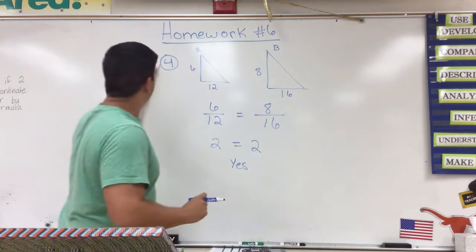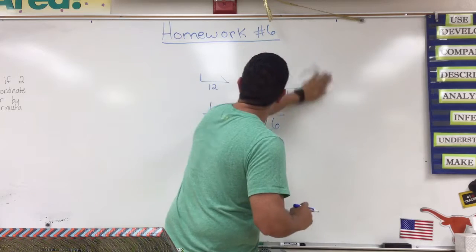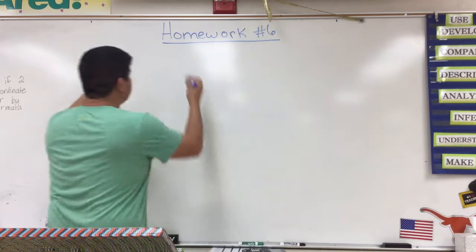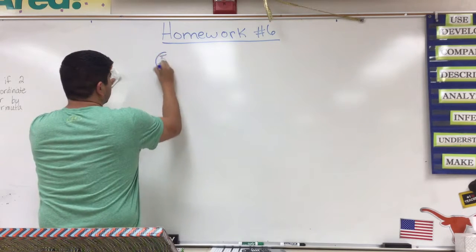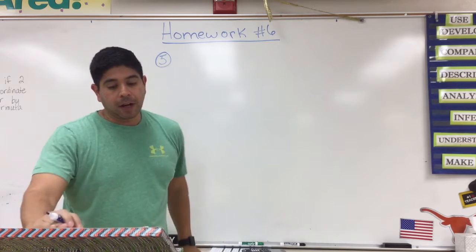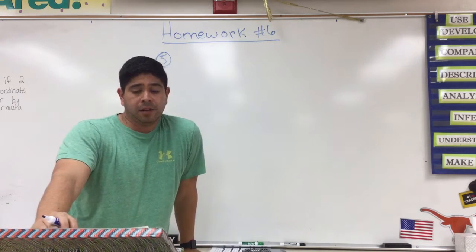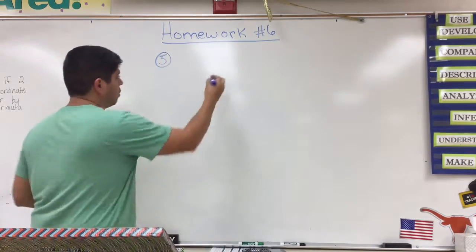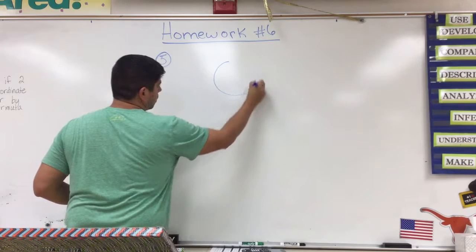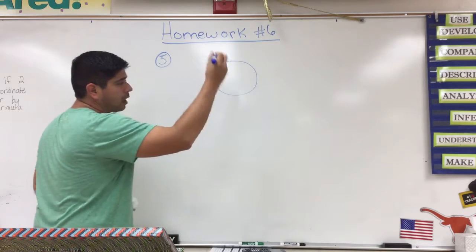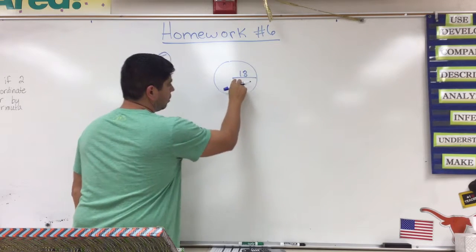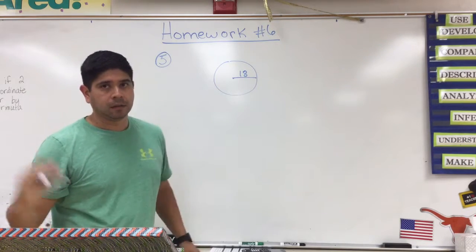Okay, number 5. Number 5 says a car tire has a radius of 18 inches. What is its circumference? So a car tire, we'll just draw a circle because that's what a car tire is, has a radius of 18. Remember, the radius only goes from the center to the outside.